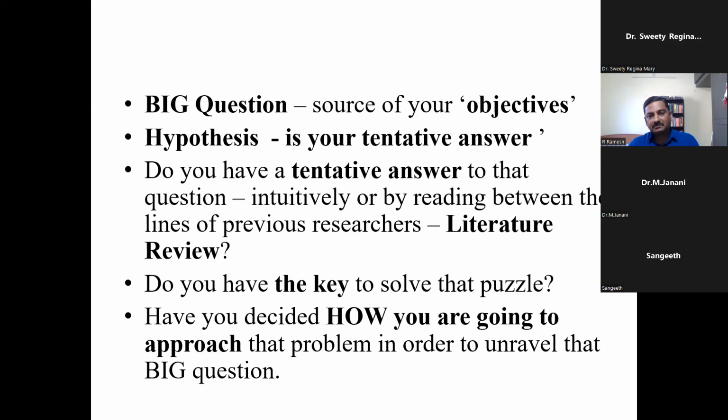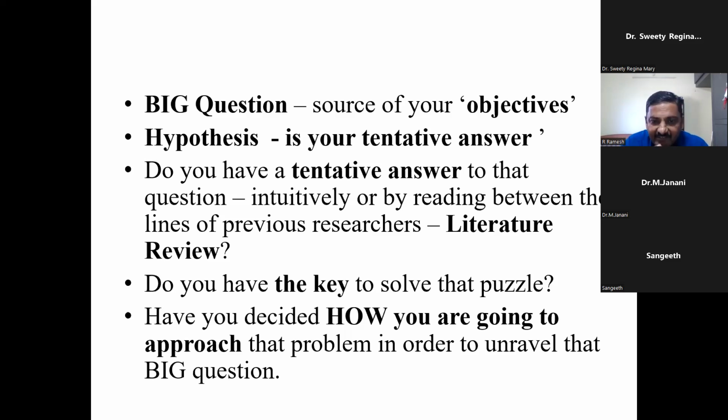So the big question is the source of your objectives, right? When you have a big question, that question becomes the source of your objectives. You write 3-4 objectives, but where are those objectives coming from? All those objectives are coming from your big question. And then from your questions and objectives, you can also have your hypothesis. A hypothesis is a tentative answer. Maybe intuitively, or by reading between the lines of previous researchers through your literature review, you have a tentative answer. That is a hypothesis.